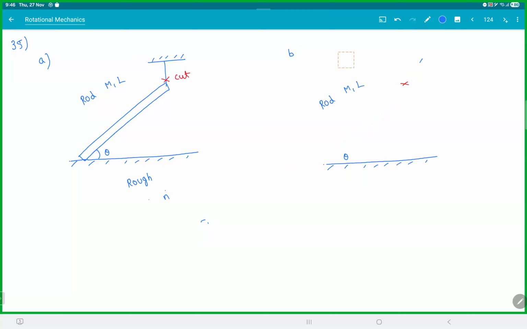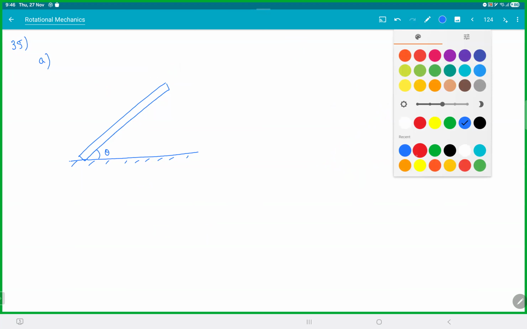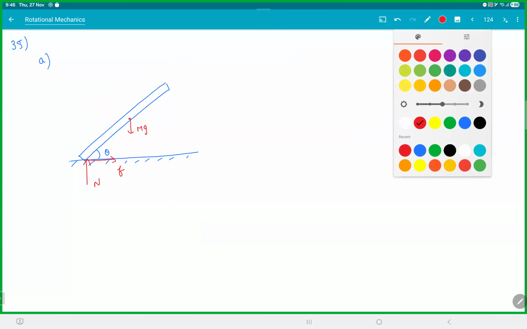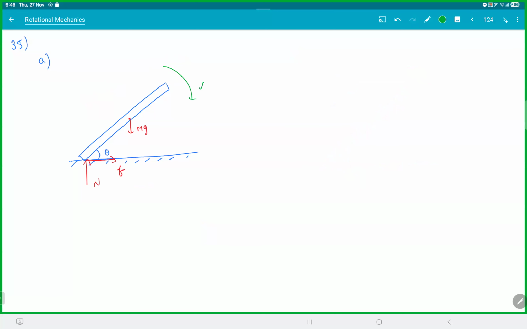Right? Step one, draw your FBD. The story is always the same. What are the forces? Normal reaction, friction, mg. I didn't ask you, but I can also ask you to find N and F at this instant. That will be a really good question. So at this instant, this is rotating with alpha. Remember, this is your center of mass. That also is going in a circle.